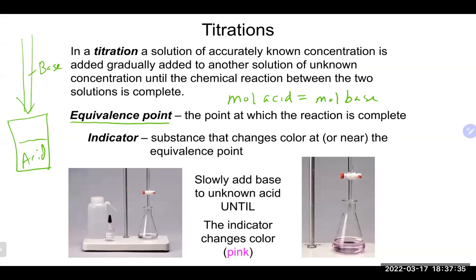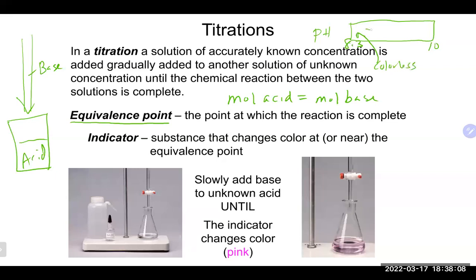An indicator, as we did in the other experiment as well, works over a pH range, right? And they have different colors depending on the pH, if it's the acidic part of the indicator or the base part of the indicator. The most common one used a lot of times is phenolphthalein. Phenolphthalein has a pH range of about 8.3 to about 10. At 8.3, it is actually colorless.